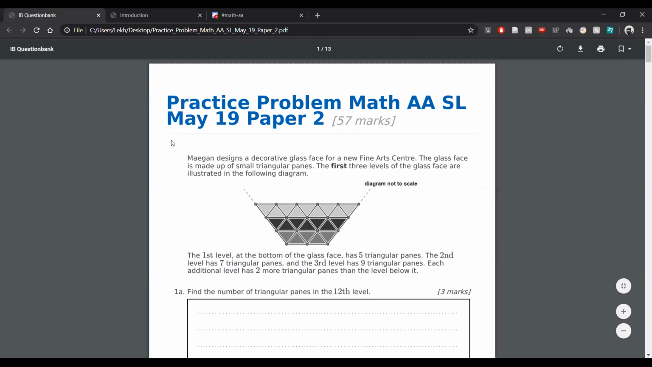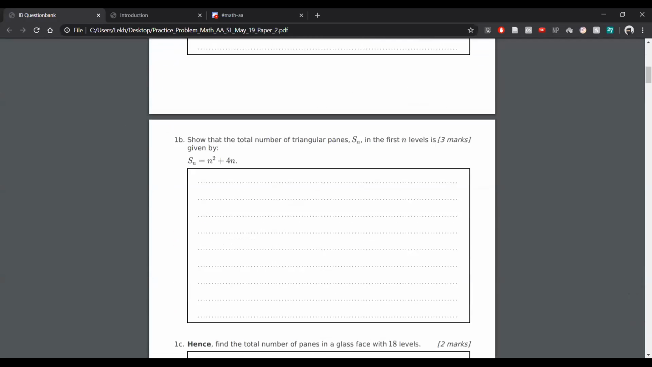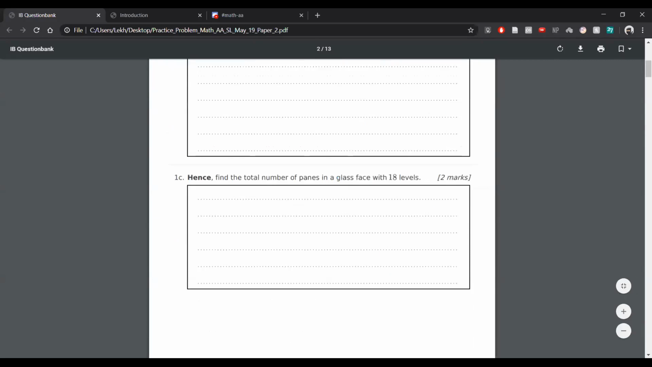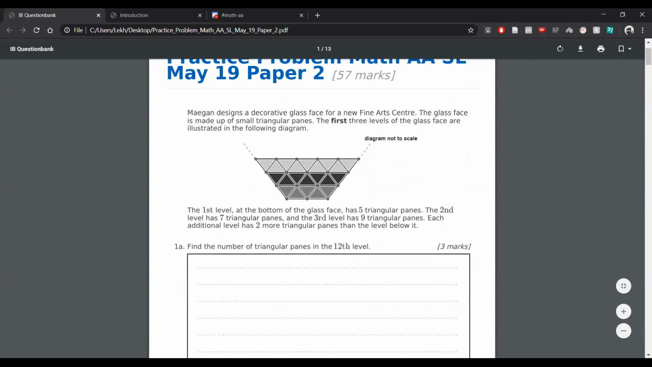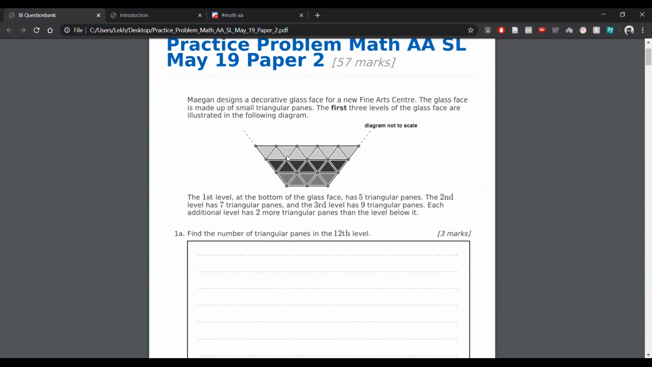I'm doing this practice problems paper, and I'm going to show how to solve each of the questions one by one for this session. Please ask any questions if you want to, and yeah, that's it.